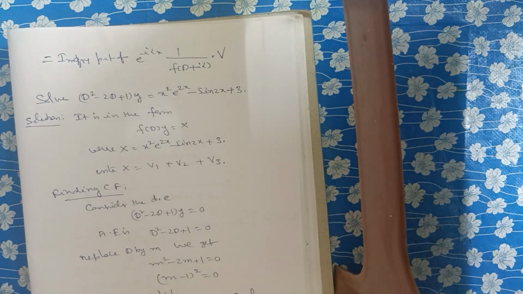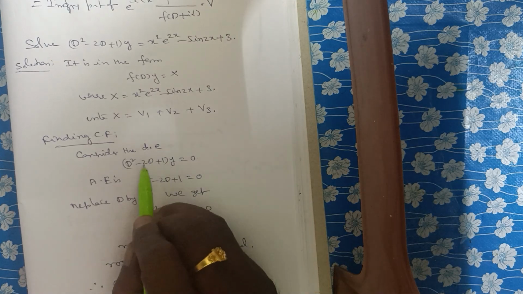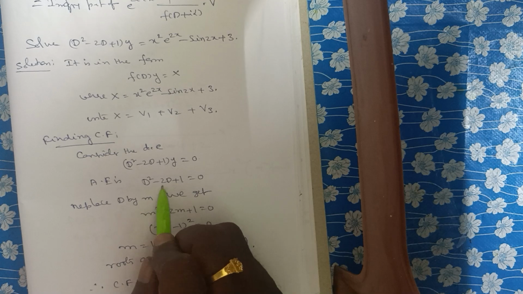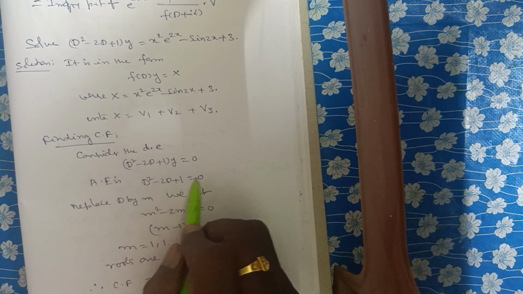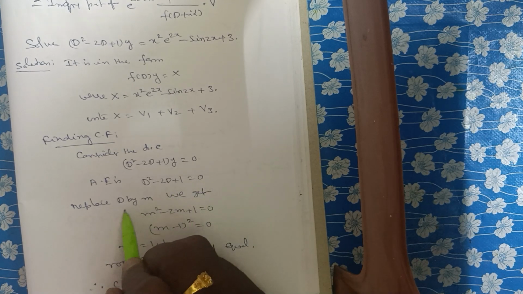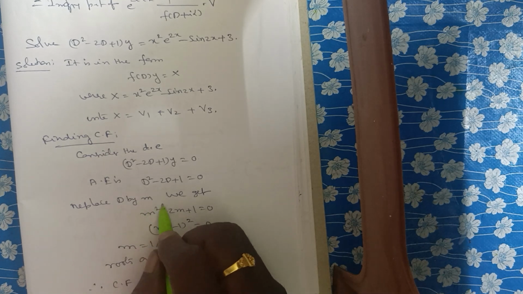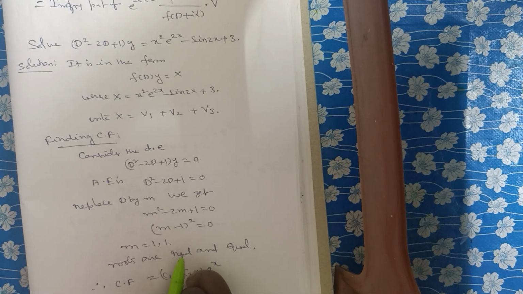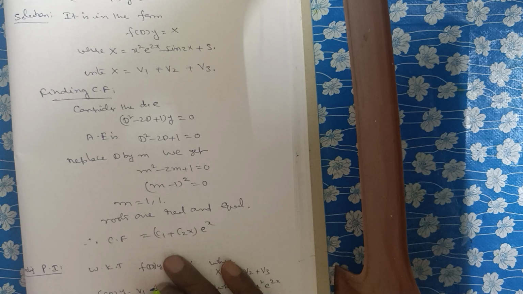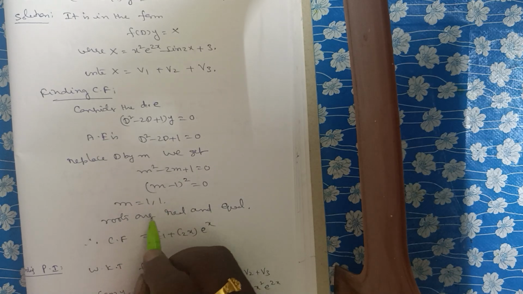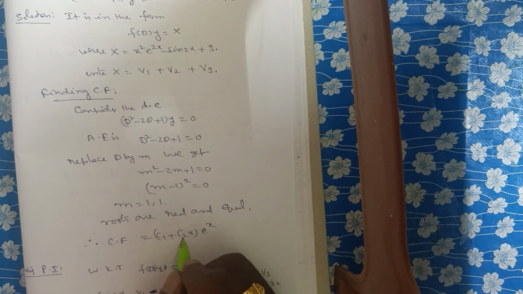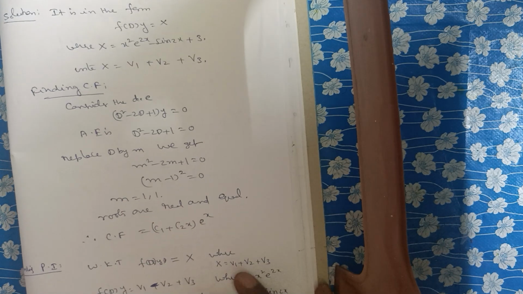Finding the complementary function. Consider the differential equation (D² - 2D + 1) y = 0. The auxiliary equation: replace D by m. We get m² - 2m + 1 = 0, so (m - 1)² = 0, m = 1, 1. The roots are real and equal. Then the complementary function is (c1 + c2 x) e^x.